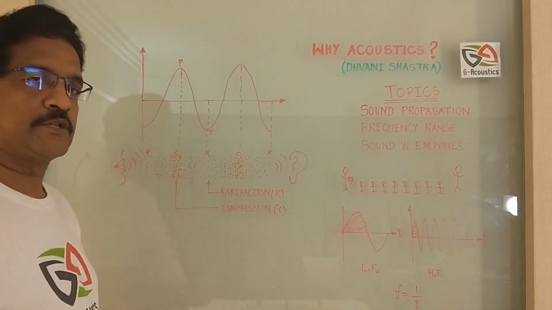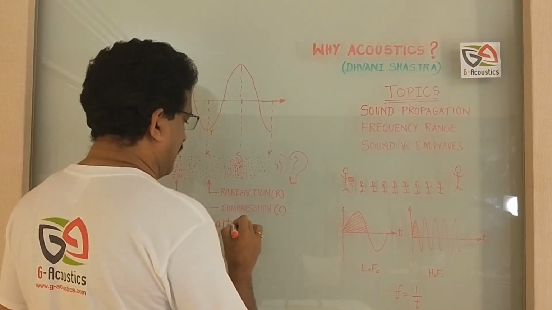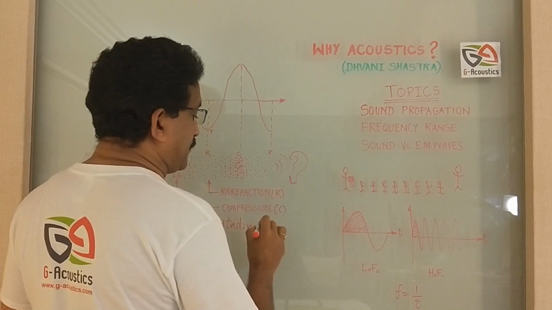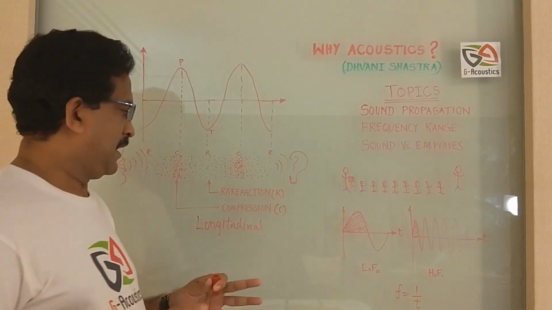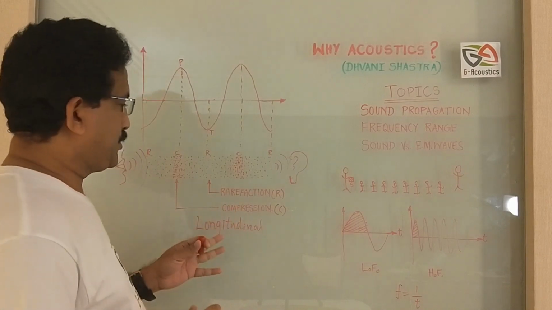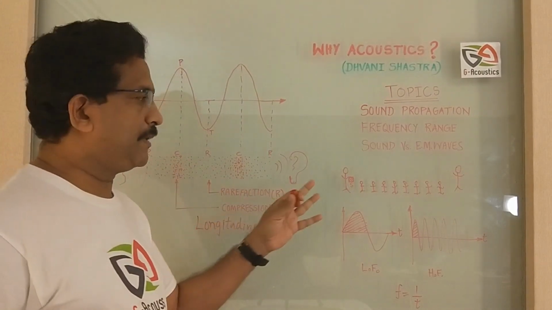Sound is actually called a longitudinal wave. Now sound needs a medium, because sound cannot travel in a vacuum. I will come to that later. So longitudinal waves appear something like this. I will give a simple analogy.